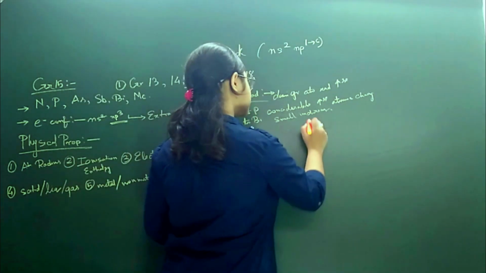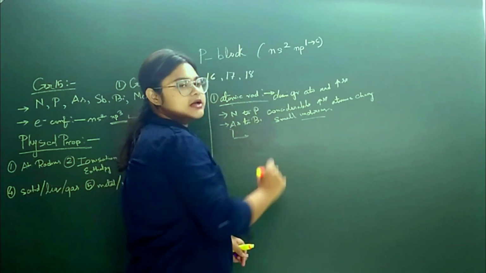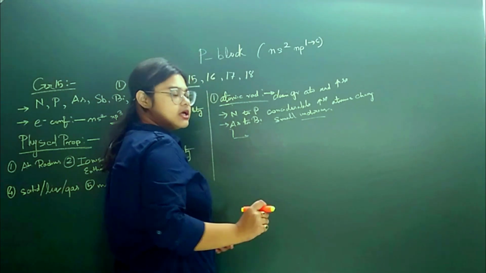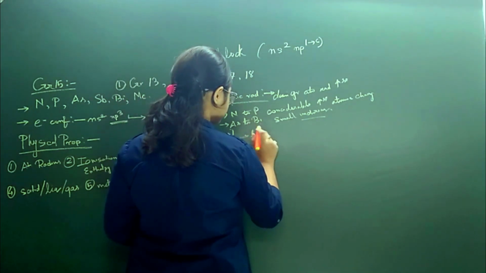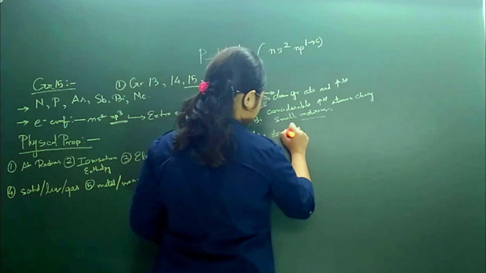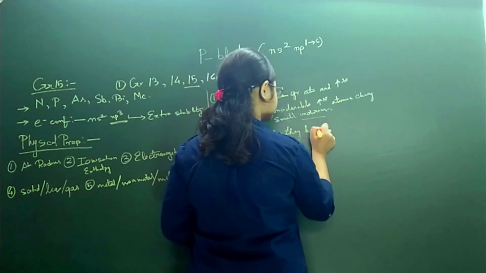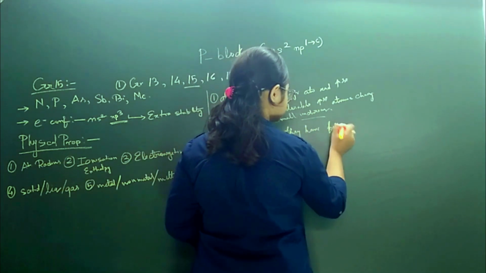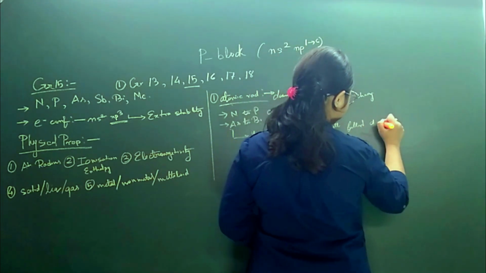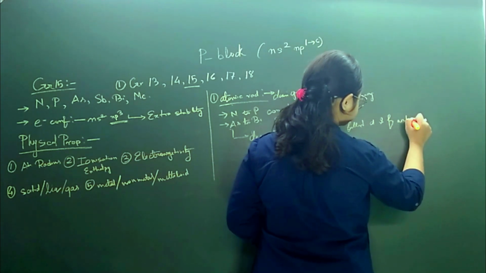Why a small increase? Because these are the heavier elements, and heavier elements contain full-filled d and f block orbitals.